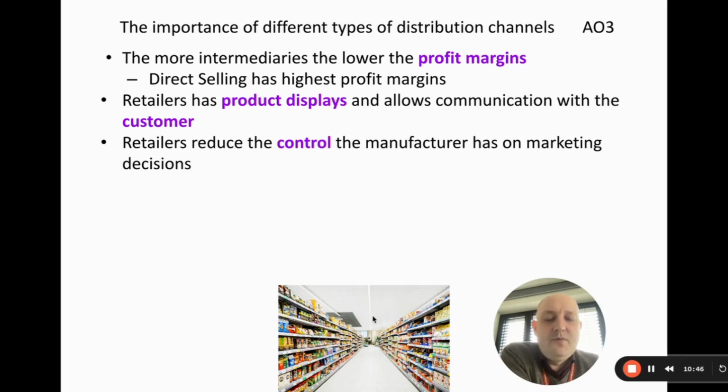In general, retailers are going to want to display the product and allow communication with the customer. So if you sell in a supermarket or bookshop, then customers are going to get to interact with your products and get to know your product better. However, retailers reduce the control you have over marketing decisions. So if you sell in a bookshop or a supermarket, then those businesses are going to have control over price and promotion. So you lose control over how your product is marketed. And if you're trying to establish a brand image, that could be a negative.